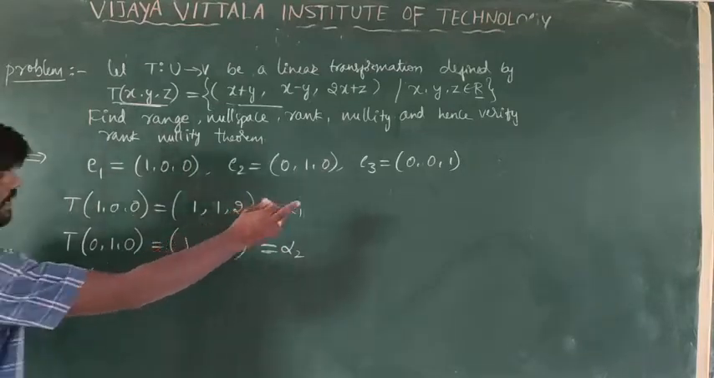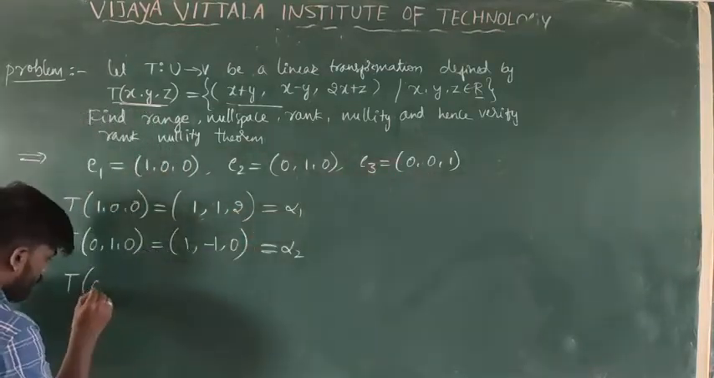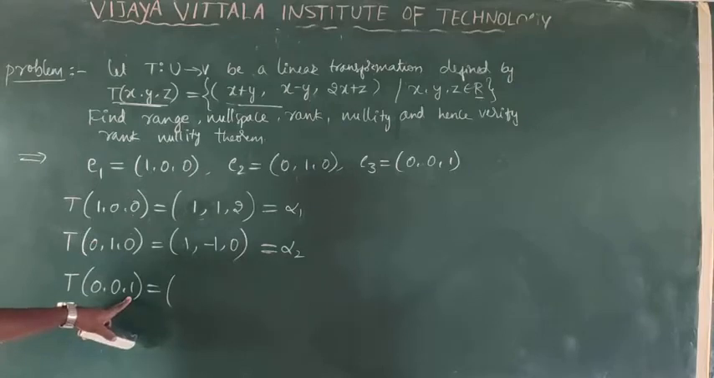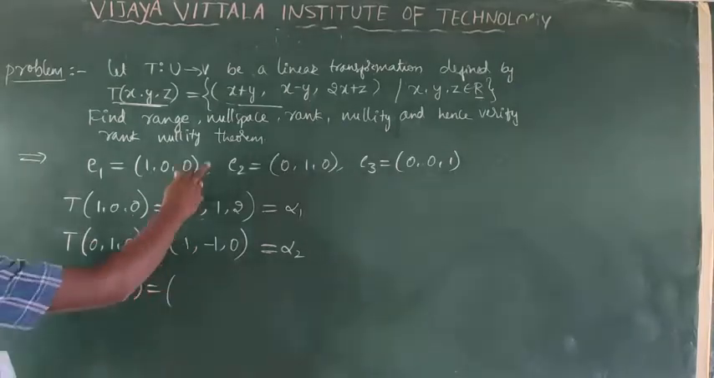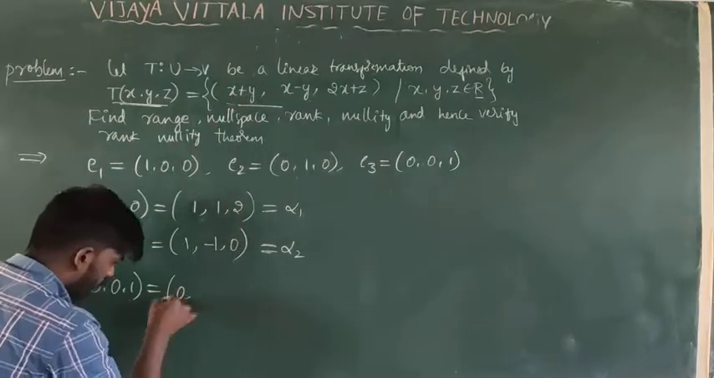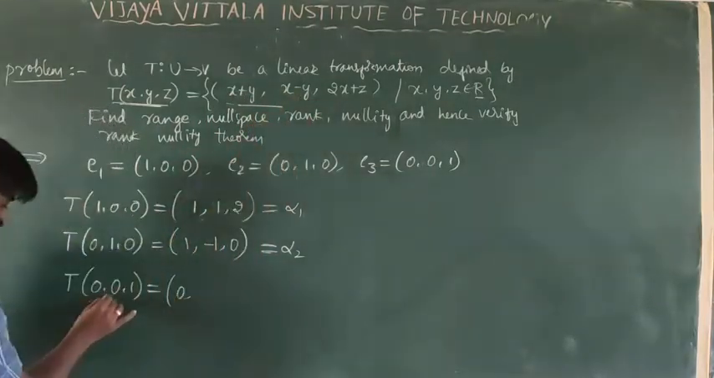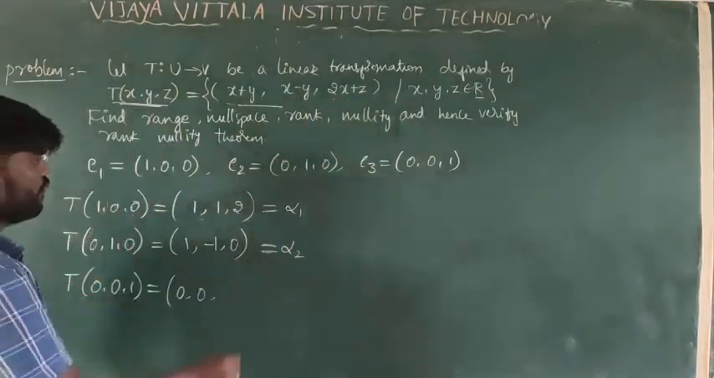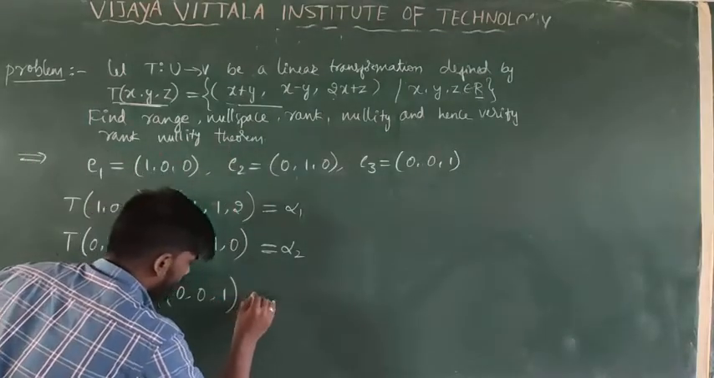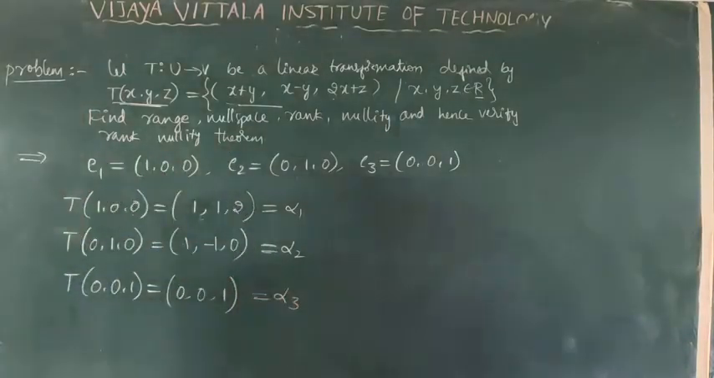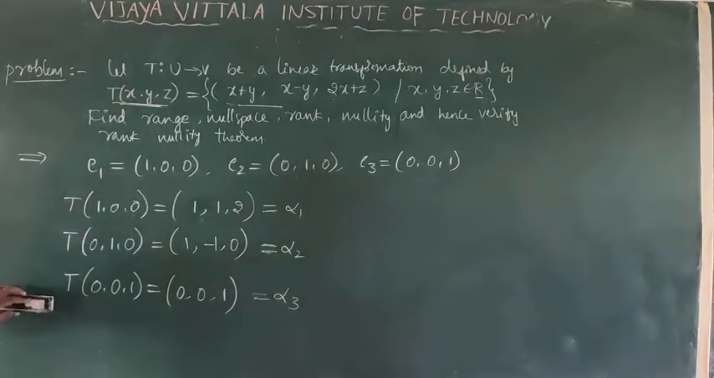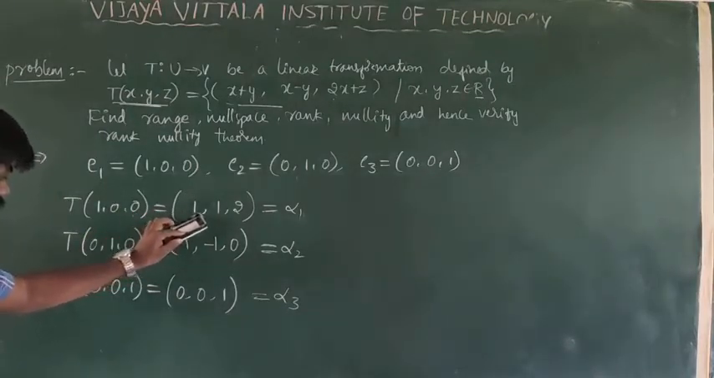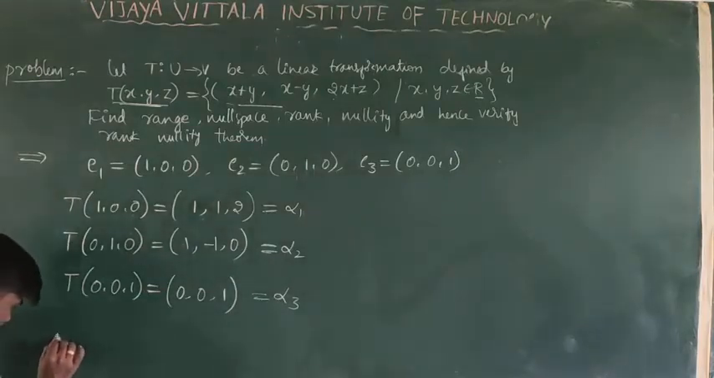T of the third standard basis 0, 0, 1 is equal to, substituting 1 in place of z and 0 in place of x and y: x plus y gives 0 plus 0 gives 0, x minus y gives 0 minus 0 gives 0, and 2x plus z, here x is 0, therefore only the z term is 1, which is alpha 3. From this we write the matrix of the linear transformation. Using these vectors, we write a matrix A.